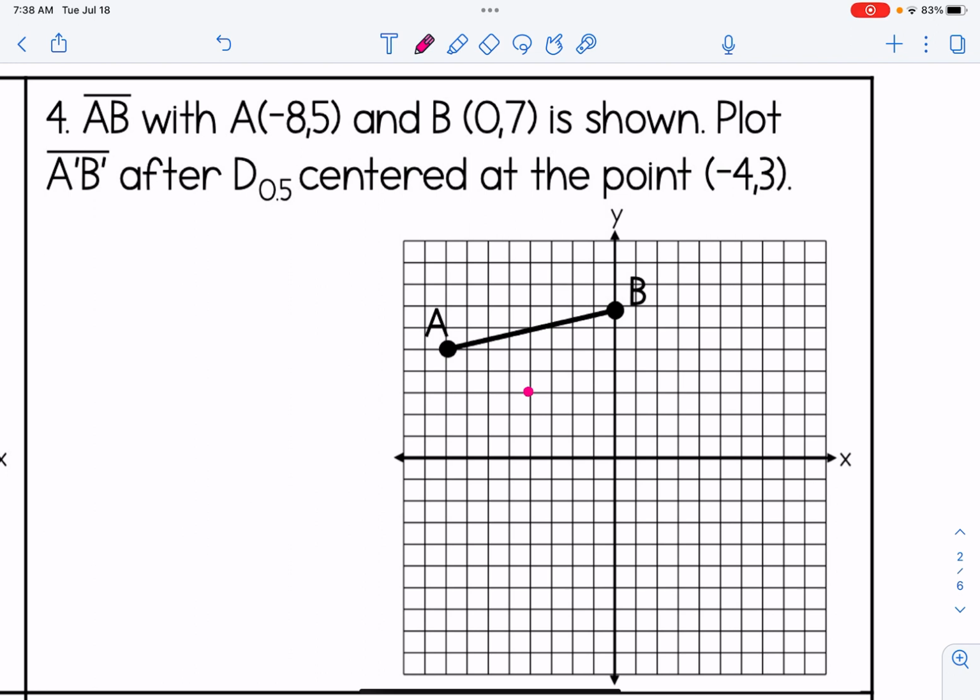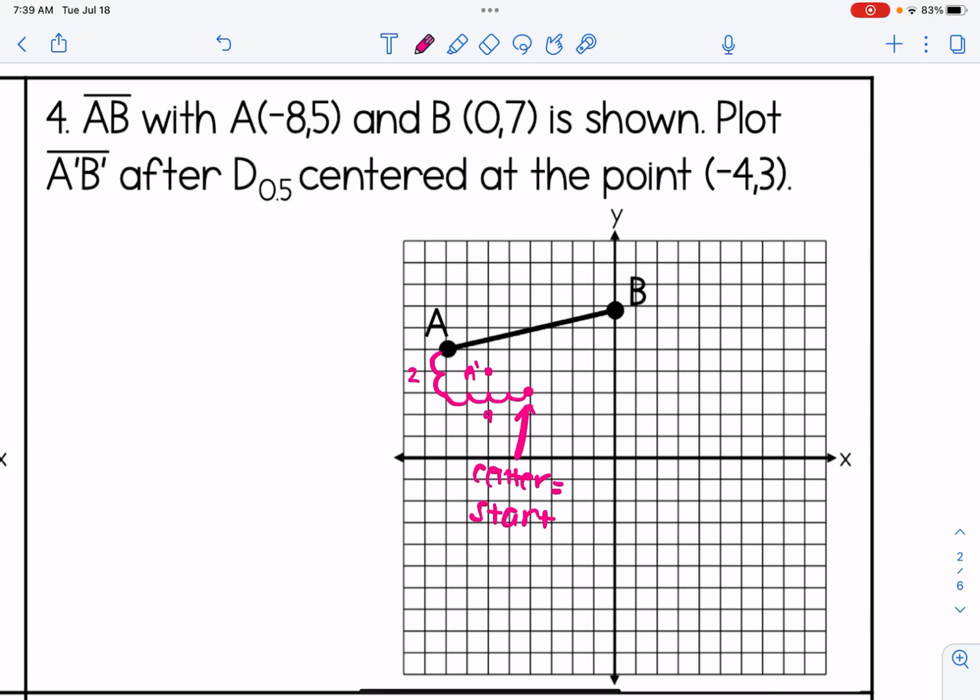And I'm going to count my boxes. So I see it's 1, 2, 3, 4 this way, and 2 going up. And I want to have those values. So I want to go 2 to the left and 1 up, which will make A prime here. And now let's do the same process with B. Start at the center. Okay, so your center basically is your start when you are counting your boxes.